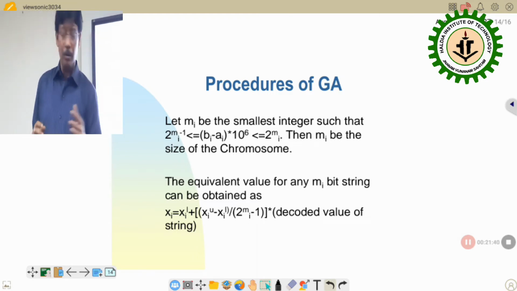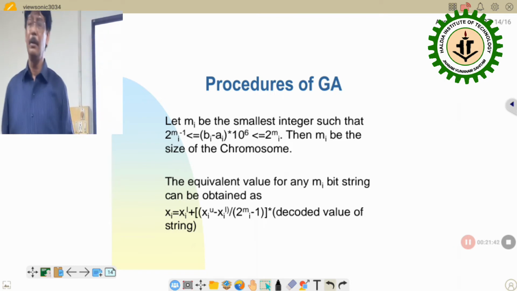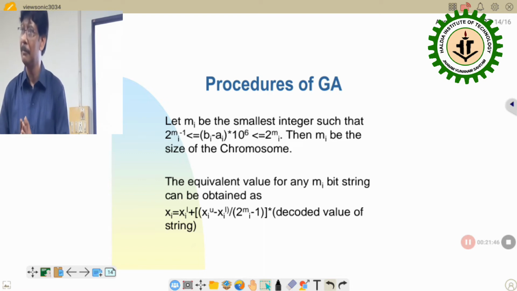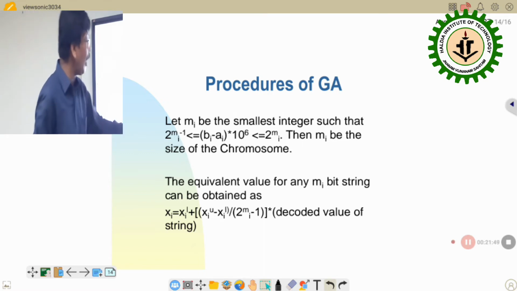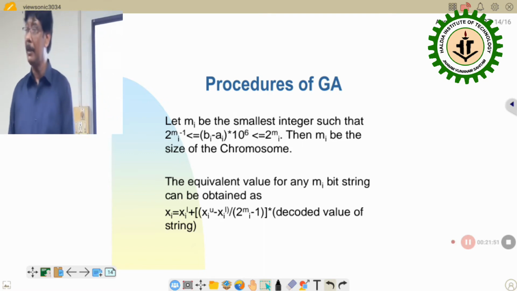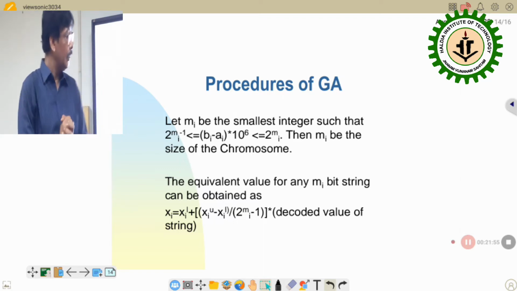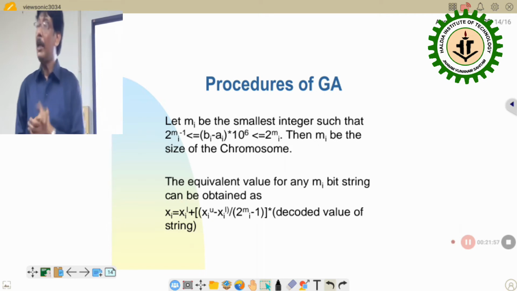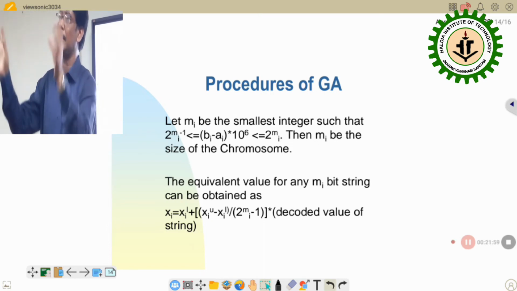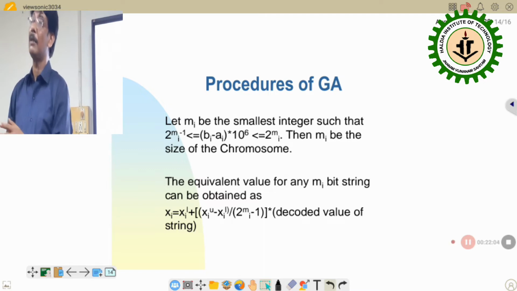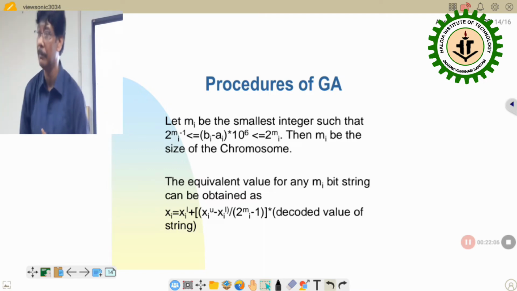Why is it required? Because you got the binary conversions of the initial solutions. You understood how many binary bits are required, what is the size of the binary string for each solution. Then what will you do? So the first generation is done. Then in the first generation you have to calculate the fitness value.